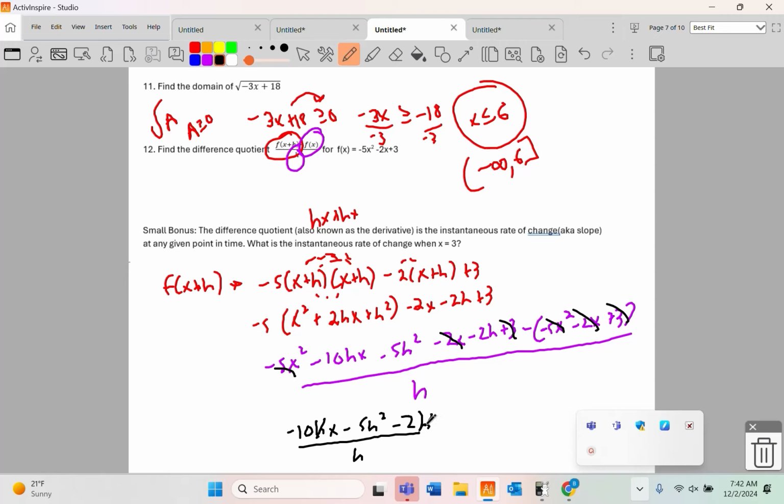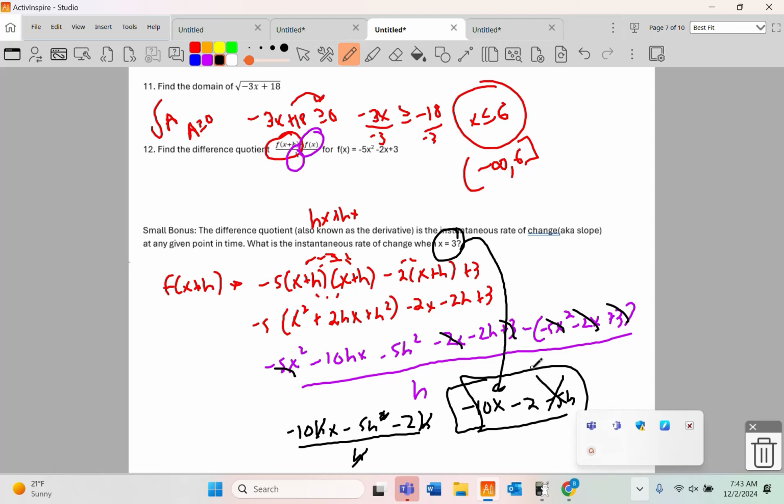I get to cancel out the h there, the h there, the h there, and one of those. So I'm left with negative 10x minus 2 minus 5h. Oops, got the negative 10 there. And that's the difference quotient. Now, if you want to do the bonus, you just plug in a 3 right there, and you get rid of that guy. That's how you do the bonus.